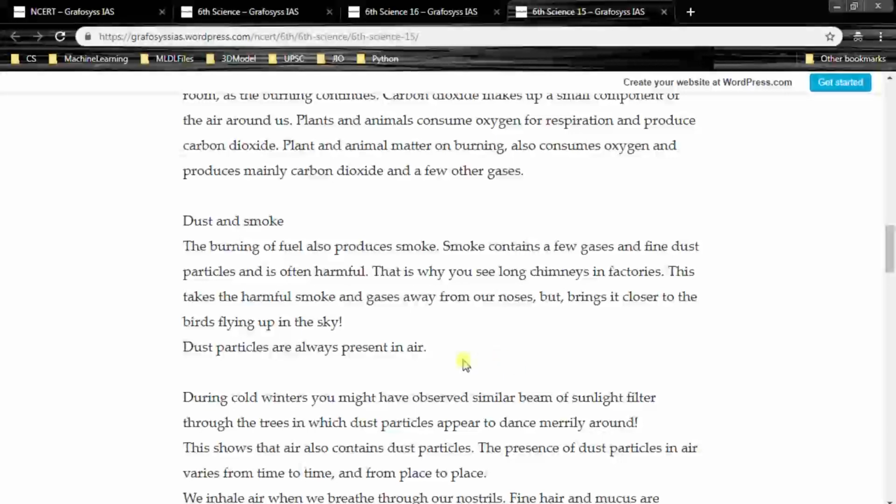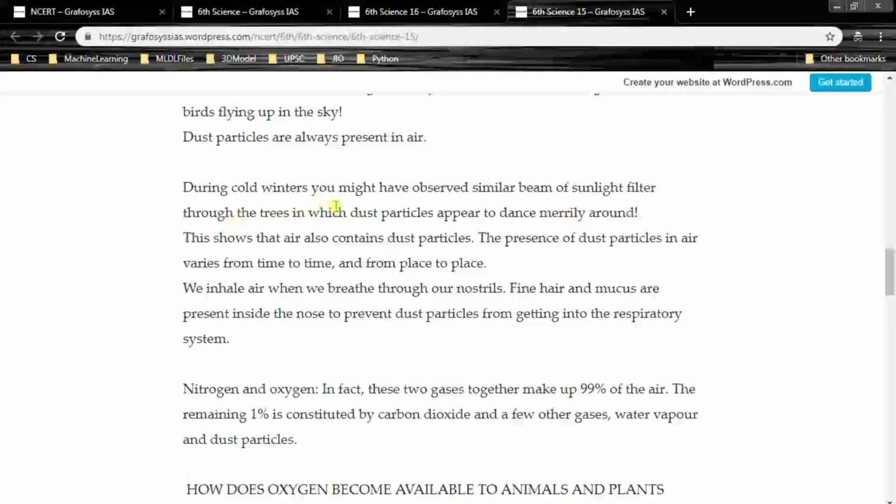Dust particles are always present in air. During cold winters, you might have observed a similar beam of sunlight filter through the trees in which dust particles appear to dance merrily around. This shows that air also contains dust particles.